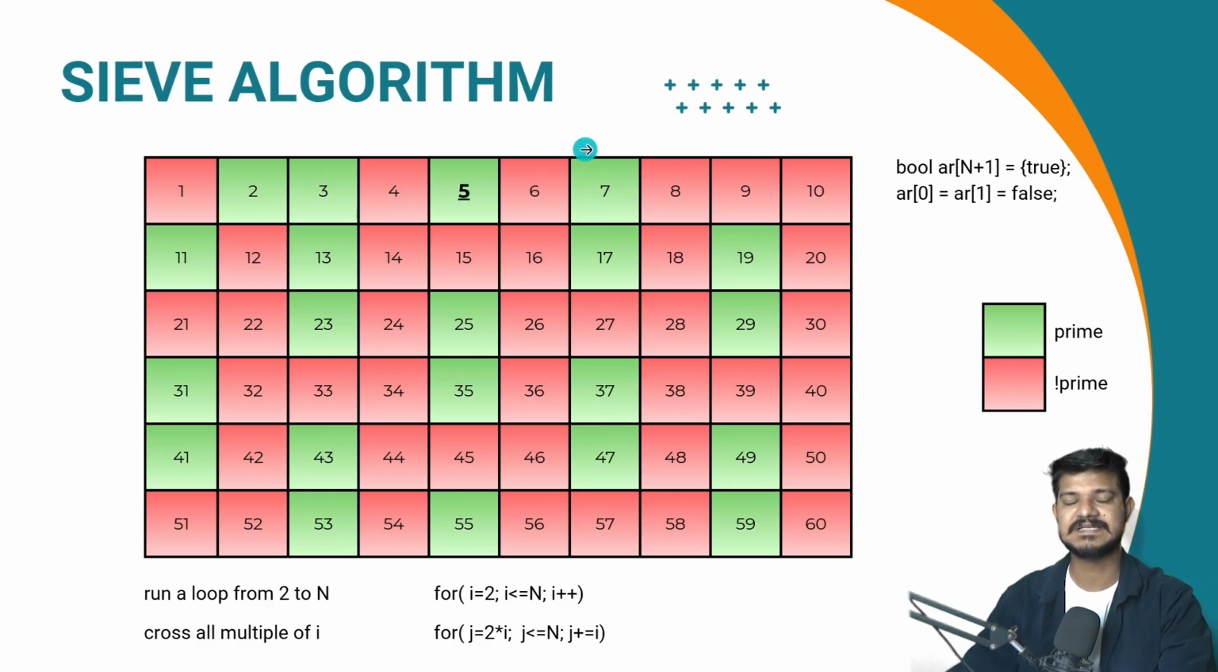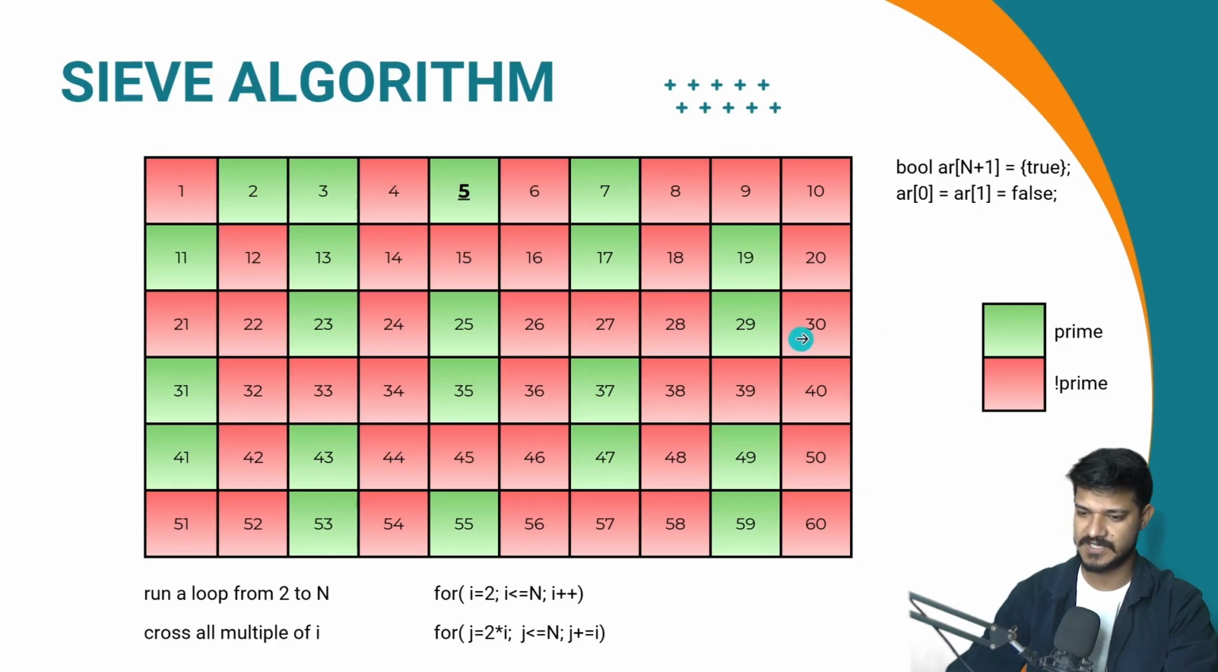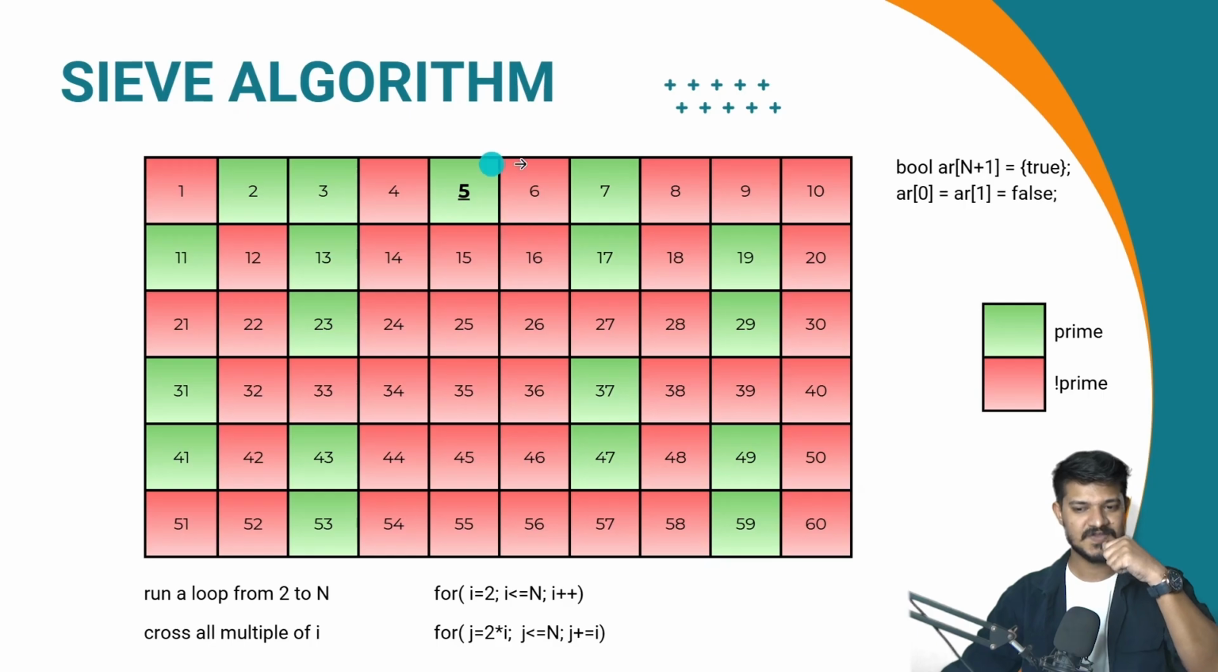Is 5 a prime number? Yes, 5 is a prime number. So we'll go ahead and cross out all multiples of 5: 10, 15, 20, 25, 30, 35, 40, and so on, right? Done. We'll move on to 6.